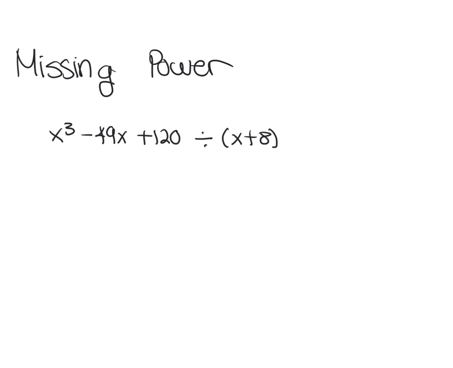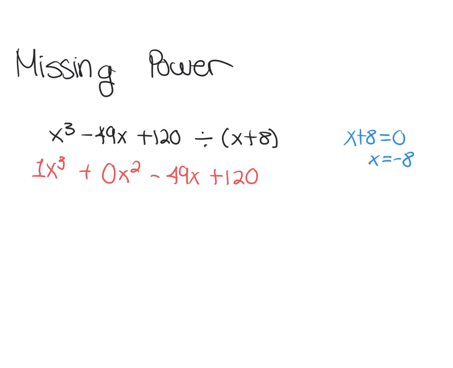Probably a more important problem than just having a remainder is also knowing what to do when you have a missing power. So in this case, we're going to rewrite this equation as 1x cubed plus 0x squared minus 49x plus 120. And again, we have x plus 8 equals 0, x is negative 8. So we're going to highlight our important coefficients: 1, 0, negative 49, and 120. So then it's 1, 0, negative 49, and 120. If you forget this, you will get the answer wrong.